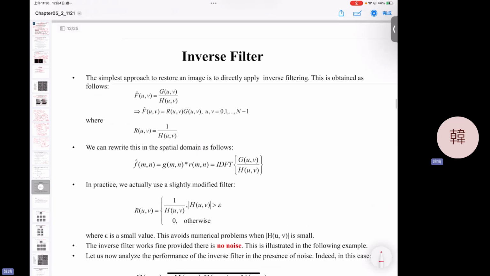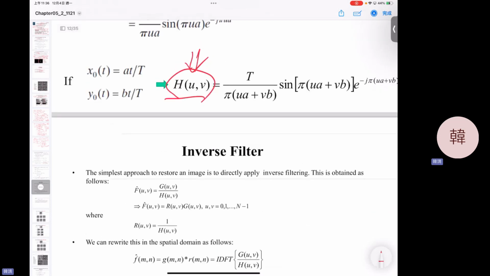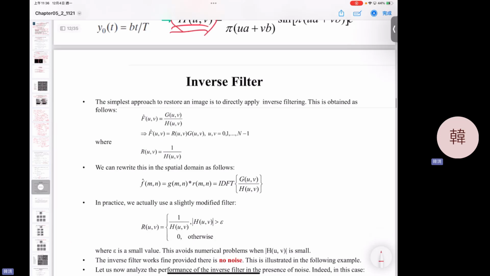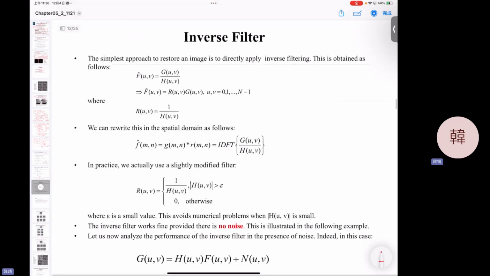Okay, so now we know we have this degradation model already. So how can we restore our image from this observed or modified degradation model? The first is the inverse filter. What's the inverse filter? It's just the upside down of your H(u,v).